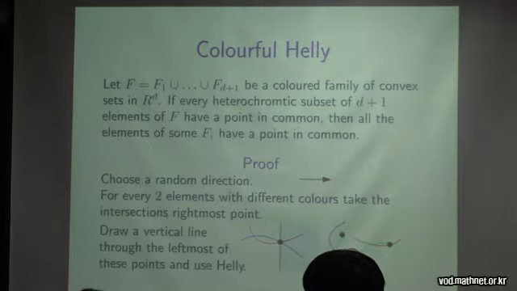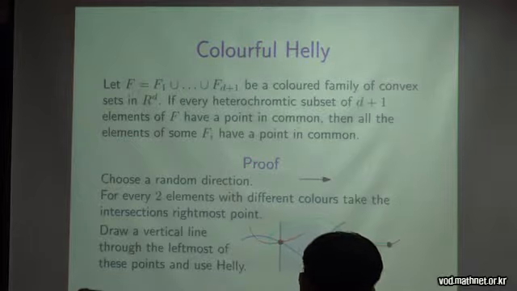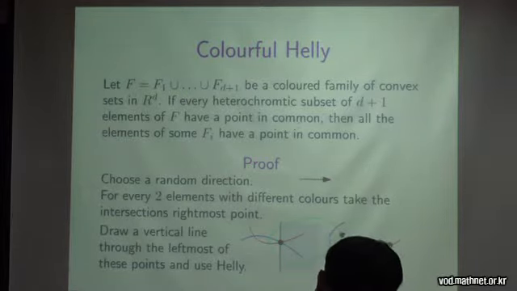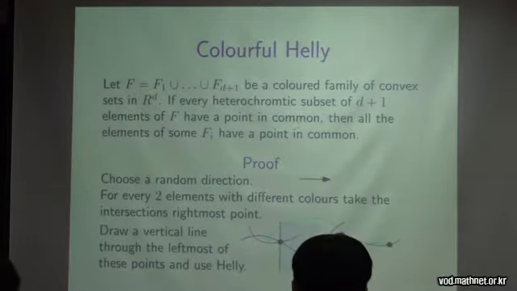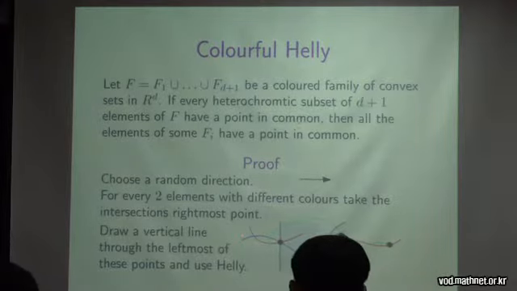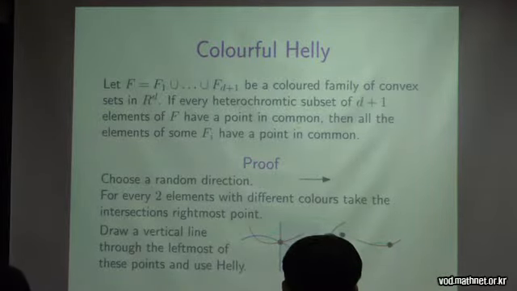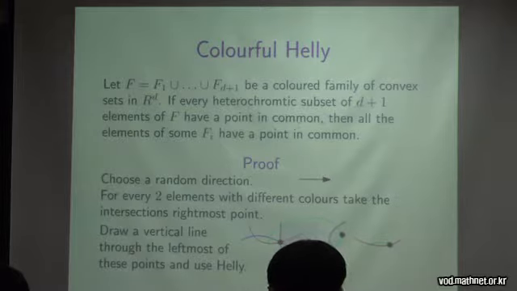And I do this for every pair, or d-tuple in general, that are of different colors. And now I take the leftmost point of the ones I chose. And I'm going to show that this point is in every element of one of the color classes. Which color? Well, this point is determined by a blue and a red. So the missing color there is green. I'm going to show that this point is in all of the greens.